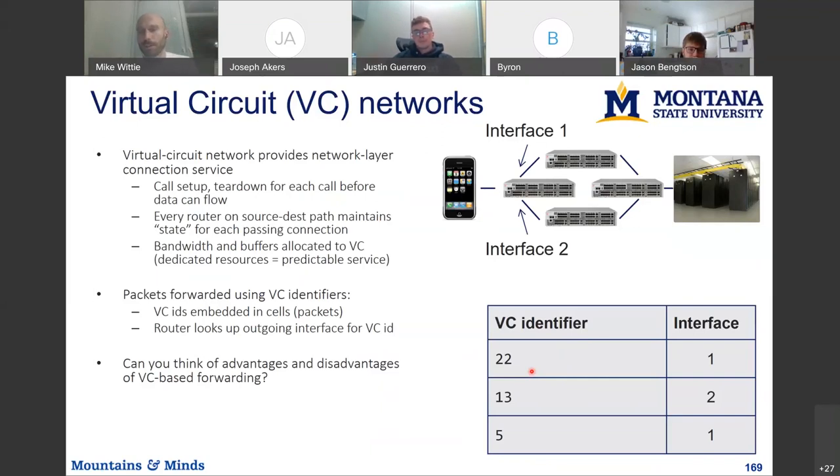Whereas in a virtual circuit packet, you just have one thing, that's just a virtual circuit identifier. It's very easy to find, it's very short to find, and so that can make forwarding much faster in hardware.